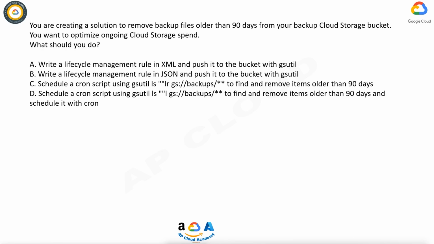C. Schedule a cron script using gsutil ls -lr gs://backup/** to find and remove items older than 90 days. D. Schedule a cron script using gsutil ls -l gs://backup/** to find and remove items older than 90 days and schedule it with cron. Correct answer, B. Write a lifecycle management rule in JSON and push it to the bucket with gsutil.